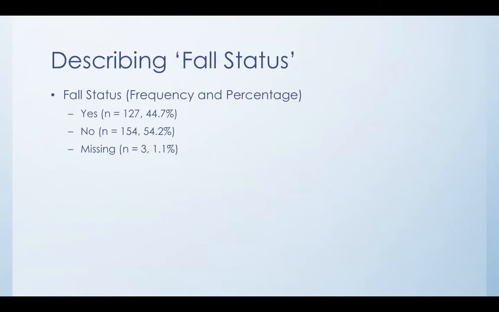Now let's switch to describing fall status. Fall status is either they fell or they didn't, and in this case there were 3 people who didn't report a fall status. So fall status is, again, categorical, so we report frequencies and percentages instead of means, medians, and standard deviations, because it would make no sense whatsoever to report a mean for fall, because even if I coded these as zeros and ones, it doesn't mean anything, because yes and no is not additive. Yes is yes and no is no.